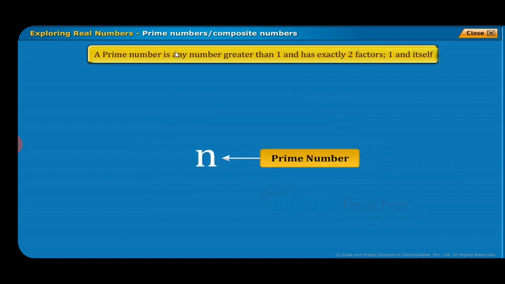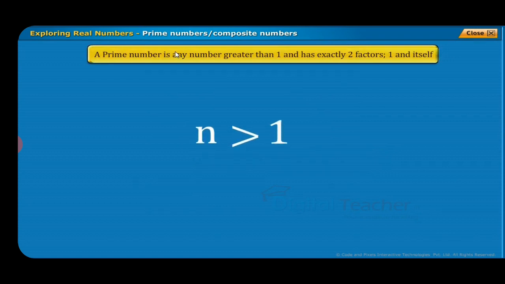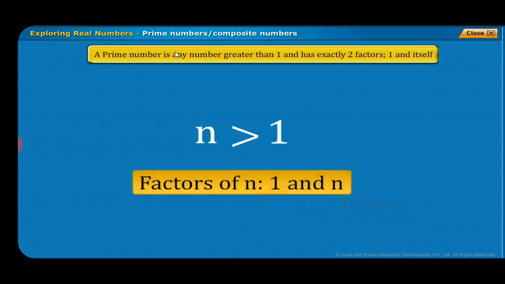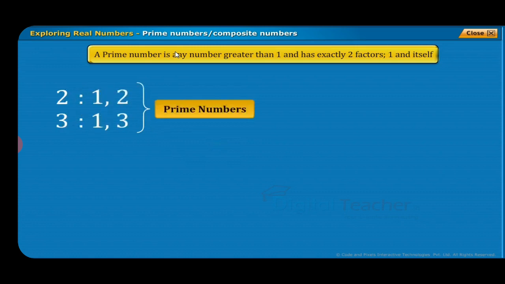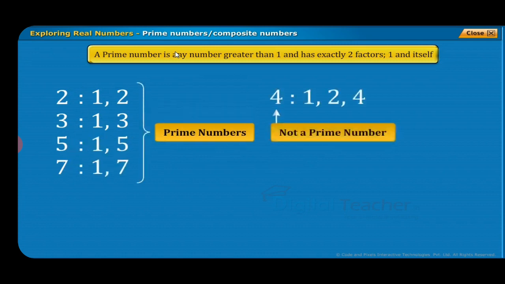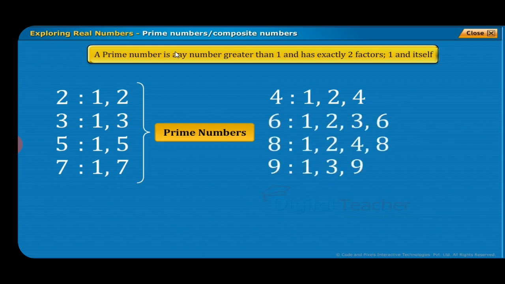Prime number. A prime number is any number greater than 1 and has exactly two factors, 1 and itself. For example, the numbers 2 and 3 are prime numbers since they have factors 1 and itself. Some more prime numbers are 5 and 7. And the number 4 is not a prime number since it has more than two factors as 1, 2, 4. Some more examples which are not primes are as shown on the screen.